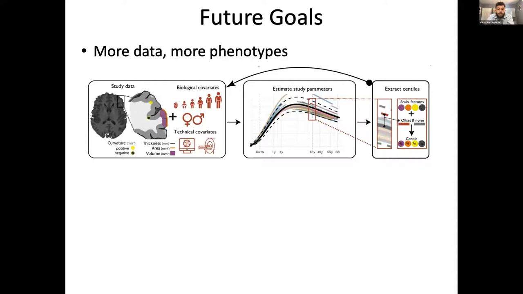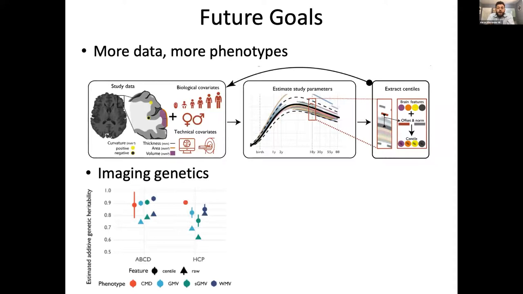In addition, we want to move from the four global volume phenotypes to regional and millimeter scale measures of brain size and shape, including cortical thickness, surface area, and folding. This is achievable, although maybe not quite as straightforward as it sounds, because technical covariates are expected to have a more complex effect on some of these phenotypes. And we need to address this thoroughly to make sure that the brain charts are really usable.